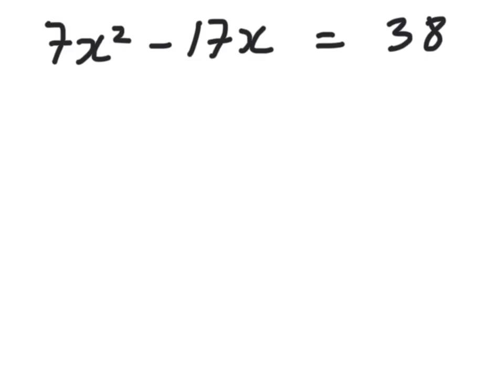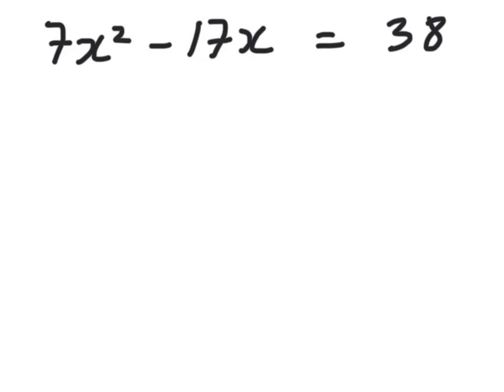For example, in this case, you would have 7x squared minus 17x minus 38, because for the factoring, you need everything on the same side. You do 7 times minus 38 is minus 266, so that would be your product, and minus 17 would be your sum. That's going to be very difficult to find. So we're imagining the sum and product won't work. So we're going to do it by completing the square.